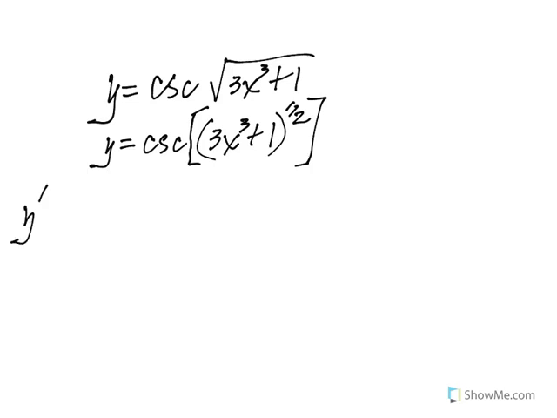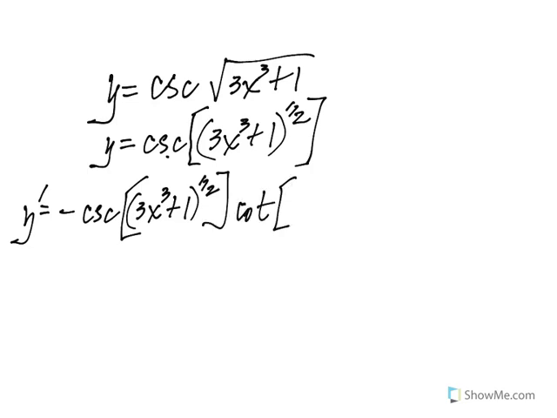So when I go to derive this, I've got y prime equals the derivative of the cosecant of something. And if you recall, because you have these memorized, the cosecant derives to negative cosecant of that thing times the cotangent of all of that, with each getting the original quantity, 3x cubed plus 1 to the 1/2. So now I'm done with the cosecant.